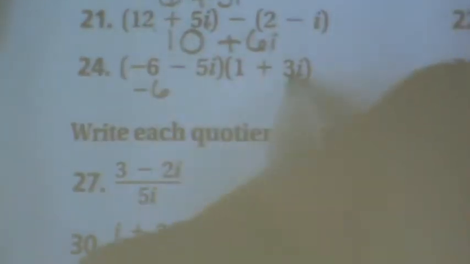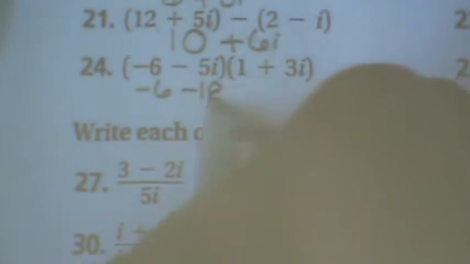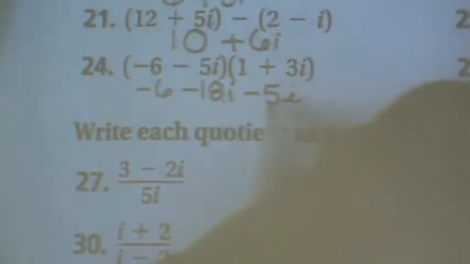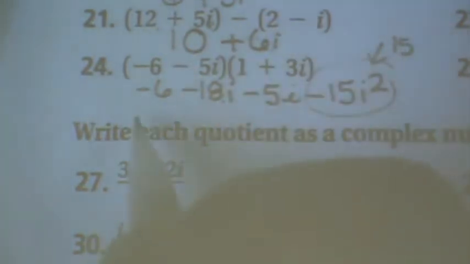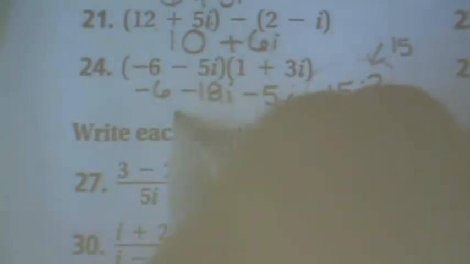For 24, you have to FOIL this. -6 times 1 is -6. -6 times 3 is -18i. And then minus 5i, so that's going to give you -23i. And -5i times 3i is -15i squared, but this is going to turn into positive 15. And what is 15 minus 6? Again, it is 9, and then minus 23i.